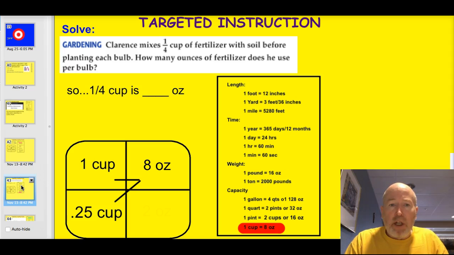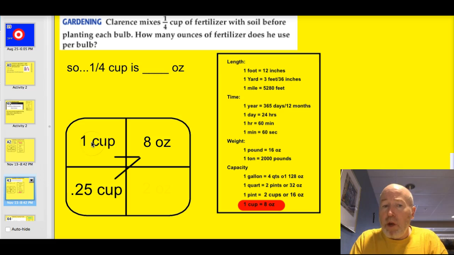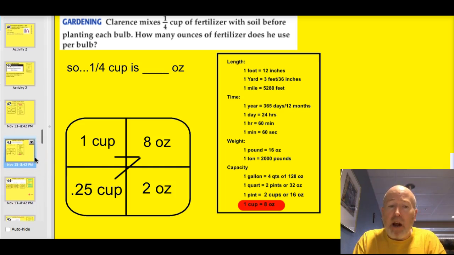So here's another one here. Gardening question. Clarence mixes a 1/4 cup of fertilizer with the soil before planting each bulb. How many ounces of fertilizer does he use per bulb? So basically what we're saying is 1/4 of a cup is how many ounces. So again, we know that 1 cup is 8 ounces, and so 1/4 of a cup or 0.25 of a cup will be how many ounces? See how I lined them up? And even using a decimal, I switched that fraction to a decimal. So you multiply diagonally, and then you divide. 0.25 times 8 ounces is 2 ounces, and then divide that by 1, of course, is 2 ounces. So decimals work within the box as well, and our answer makes sense.